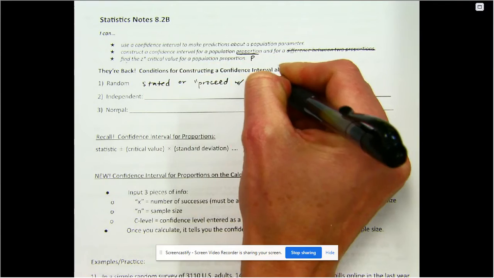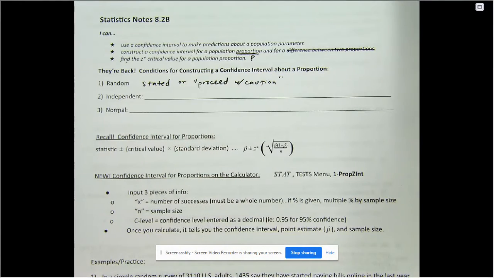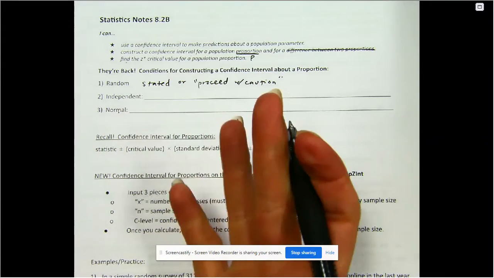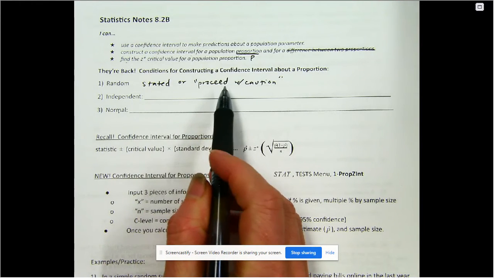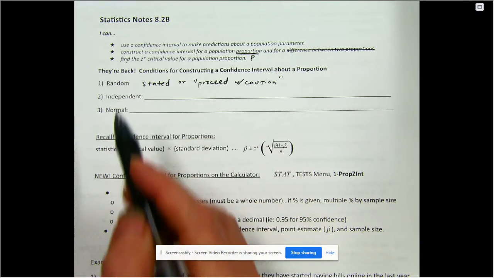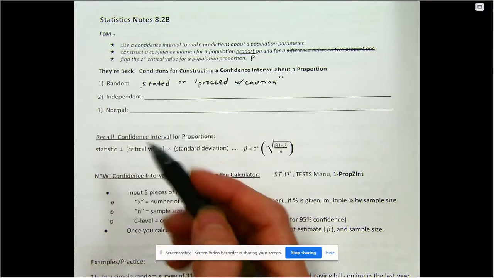If a bad sample is taken, no amount of math can fix that. So if they tell us about a poor sampling method, like there's undercoverage or some other type of bias, we actually have to throw out the sample and start again. But if they simply don't tell you the process, you would just be like, it's not stated, proceed with caution. So normally they tell you.